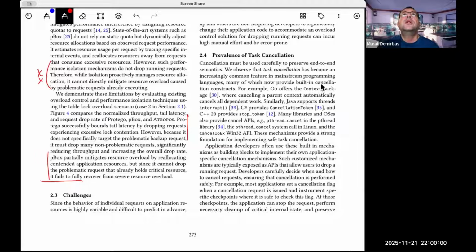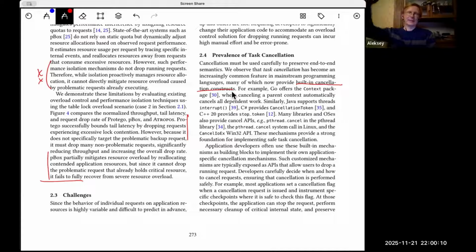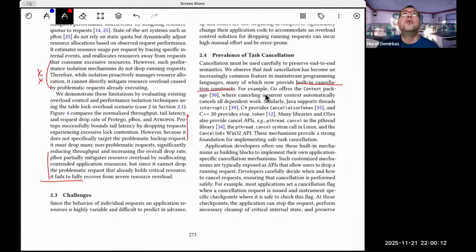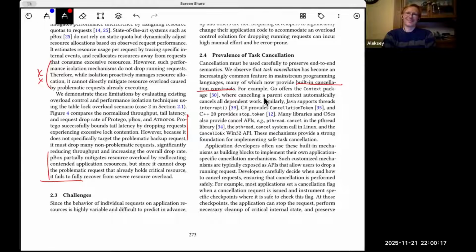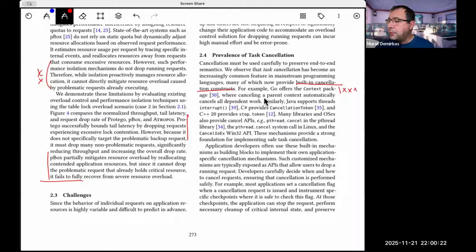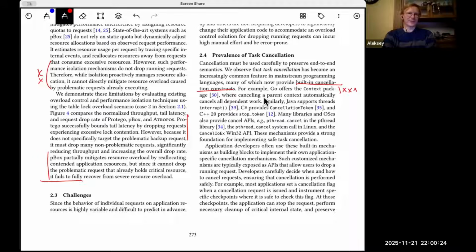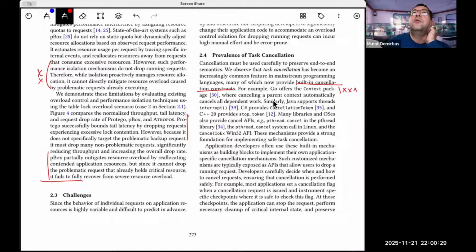We observe a program, many of which now provide built-in cancellation constructs. What are built-in cancellation constructs? Again, you can cancel the entire request flow. For example, Go offers the context package. Did you know about this package, Alex? Yeah, I use it all the time. It's almost like a standard thing to use for request-response systems written in Go, where canceling a parent context automatically cancels all dependent work.